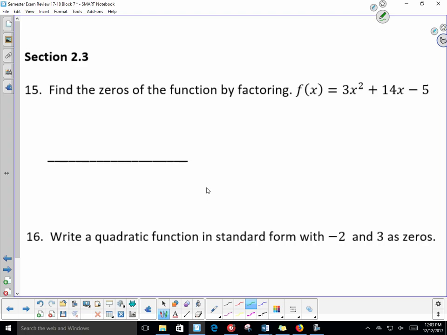Product sum. In order to find the product in this one, what are you going to multiply? 3 and negative 5, so you're going to get negative 15, and your sum is 14. So now I'm looking for my factors of 15 that add up to 14.